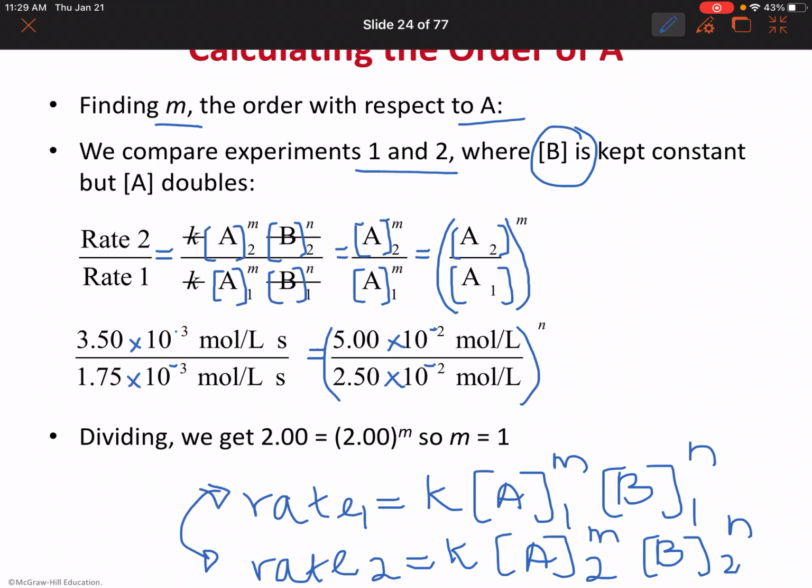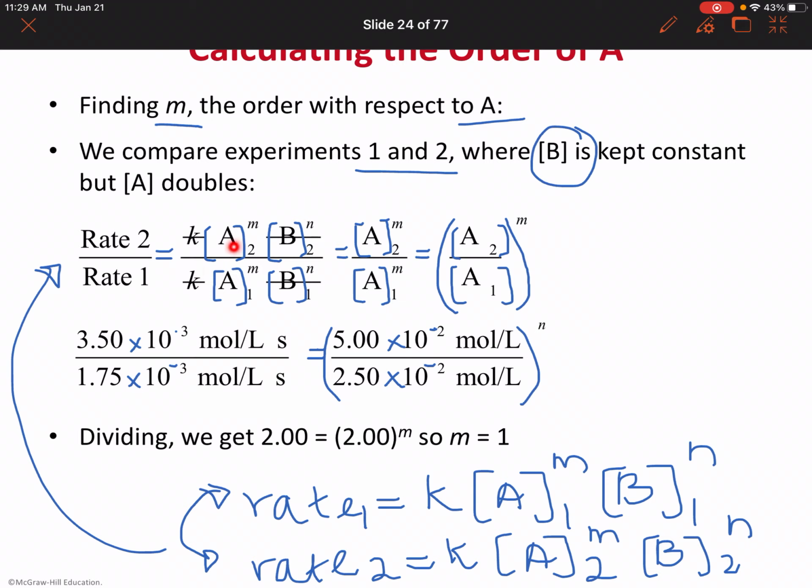We can do rate 2 over rate 1. So that's what we have done over here, rate 2 over rate 1, because rate 2 has a higher data. So when you divide it, we can get whole numbers instead of decimals. Okay, so rate 2 over rate 1. So the K gets cancelled because it's under the same temperature. So the same rate constant K gets cancelled.